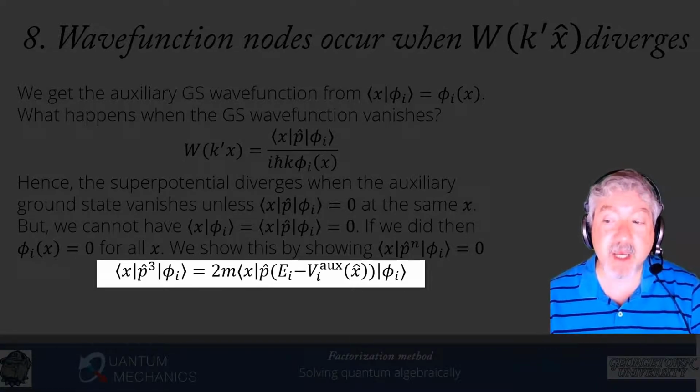That means I have the p hat operator to the left. But that's no problem. In the case of E I, I can just pull the E I out, and that gives me the expectation value bra x p phi I.